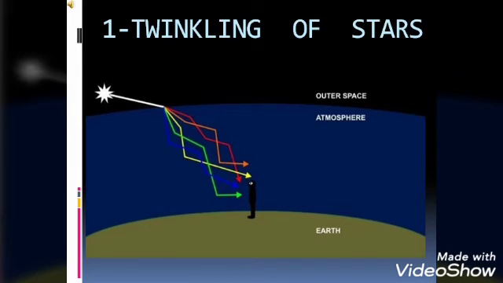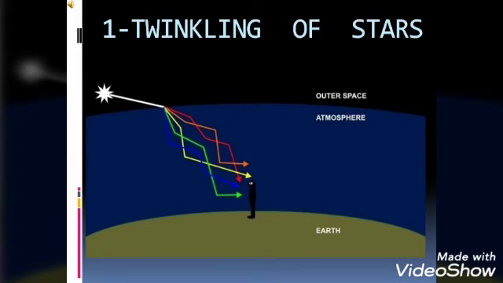You might have noticed stars twinkle at night, but planets do not twinkle at all. Why is it so? The continuously changing atmosphere is able to cause variation in the light coming from a point-sized star, that is due to refraction, because of which the star appears to be twinkling. But on the other hand, the continuously changing atmosphere is unable to cause variation in the light coming from a big-sized planet, because of which the planets do not twinkle at all.